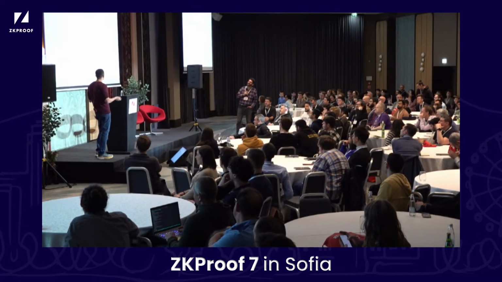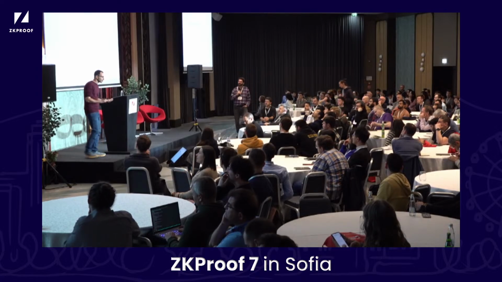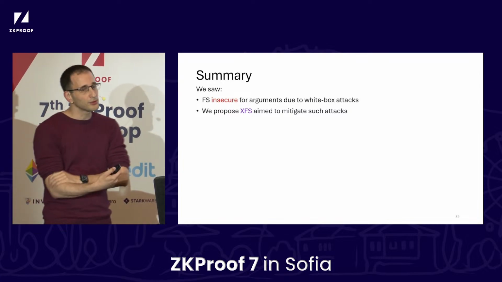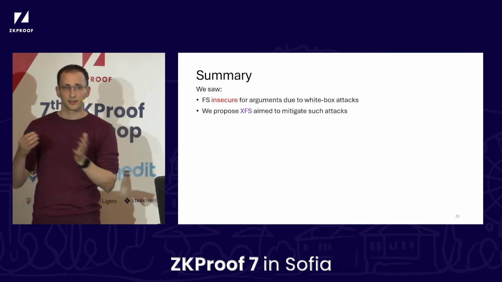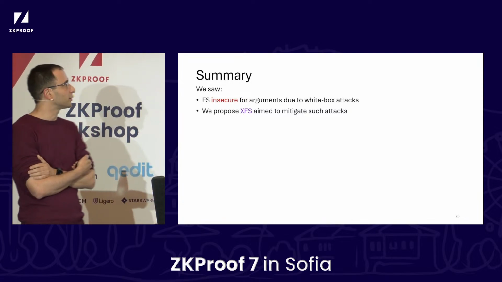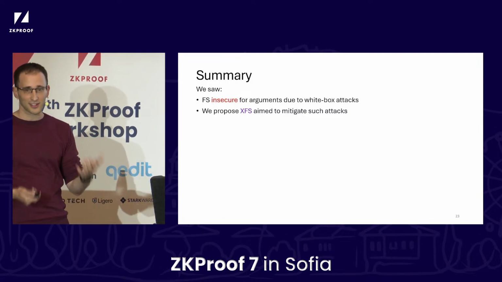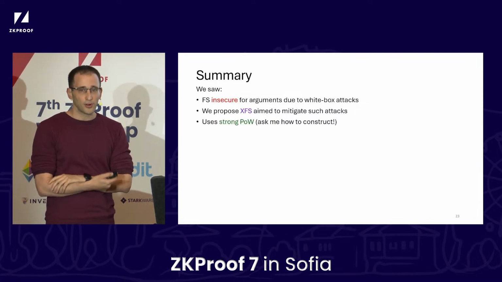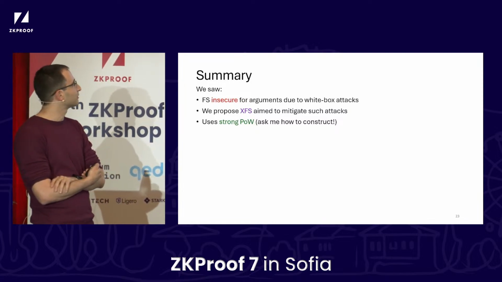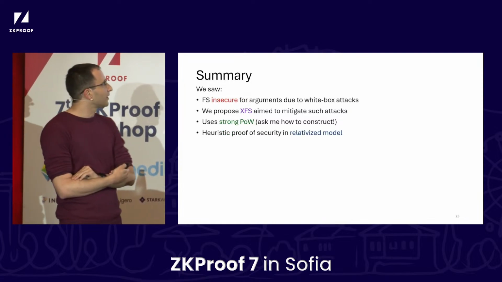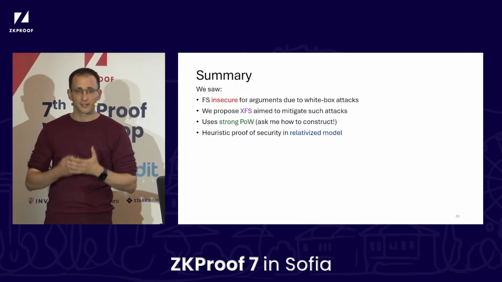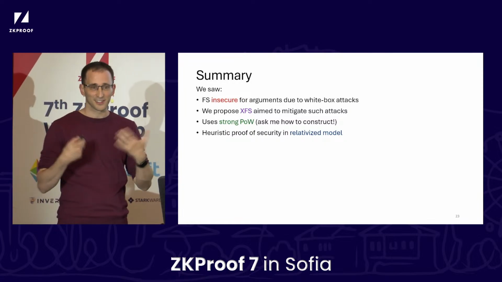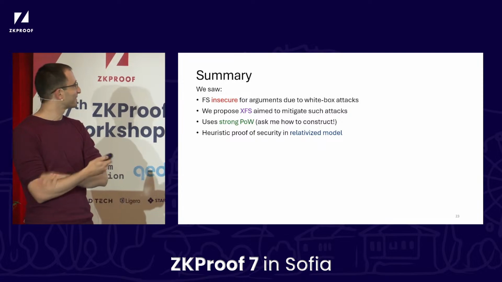Awesome. Okay, so just a short summary. We saw that Fiat-Shamir is actually insecure, and Ron talked about this in more depth. We proposed XFS as a way to mitigate these problems, at least mitigate this GKR attack, at least for now until the next version. We used a strong proof of work, and I didn't have time to show you how we construct these strong proofs of work. And we have some heuristic proof of security in a relativized model. It's a proof in the relativized model, but it's a heuristic sense of security.